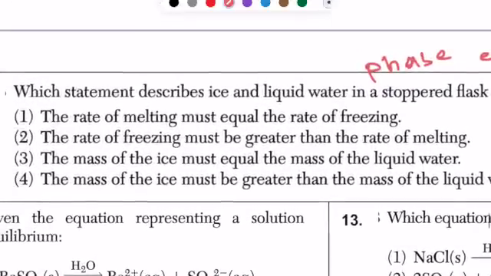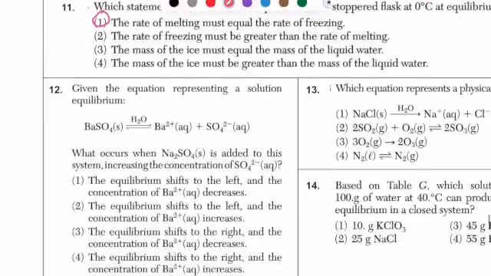So the rate of melting... because there's a phase change going on and it's going on at the same rate. So the rate of melting must equal the rate of freezing. The rate of freezing must be greater than the rate of melting. So remember, if it's at equilibrium, then the rates must be equal.